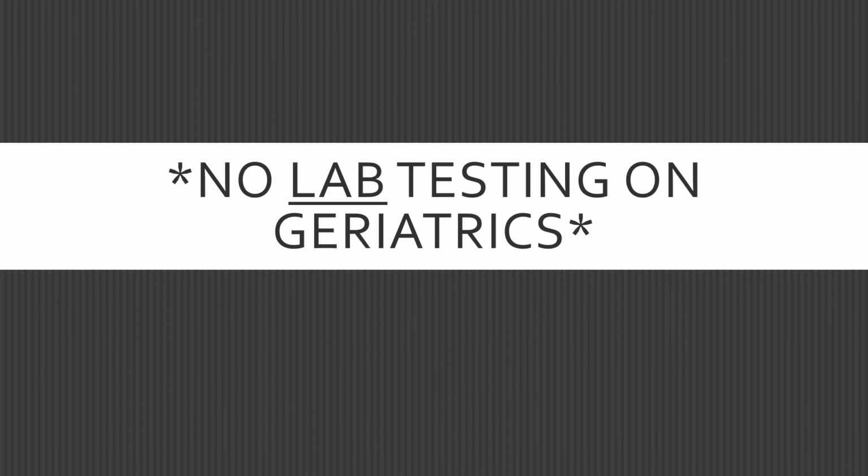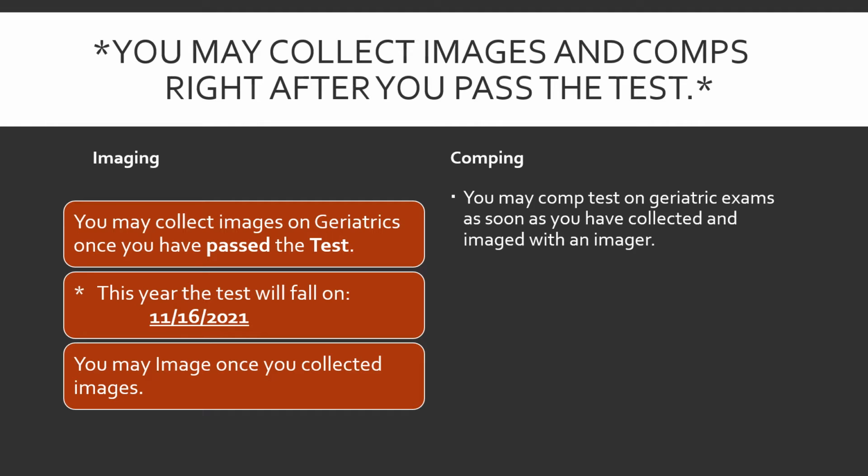Geriatrics. No lab testing on geriatrics. You may collect images and comps right after you pass the test. Imaging. You may collect images on geriatrics once you have passed the test. This year, the test will fall on November 16th, 2021. You may image once you have collected all images. Comping. You may comp test on the geriatric exams as soon as you have collected and imaged with an imager.